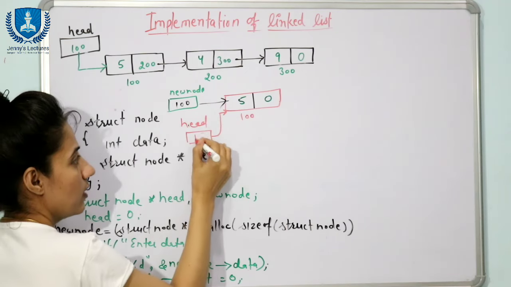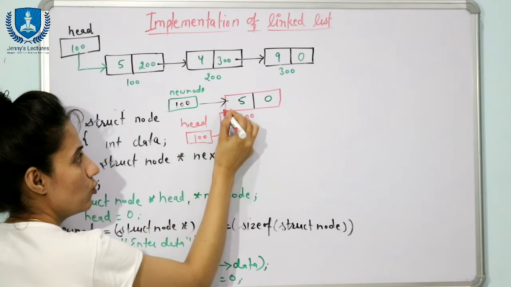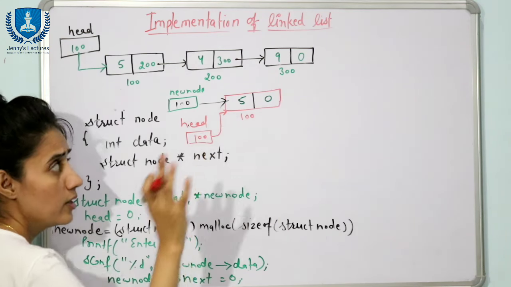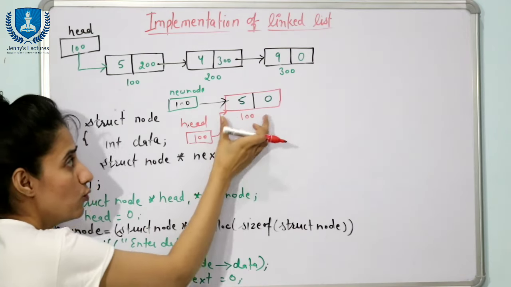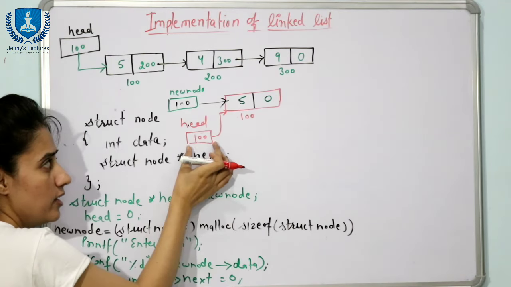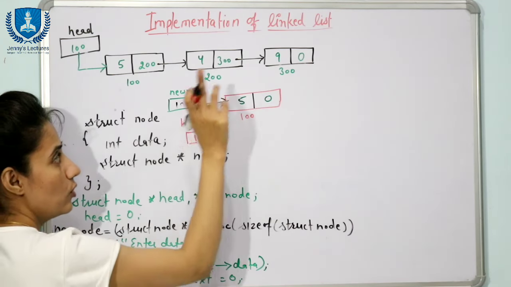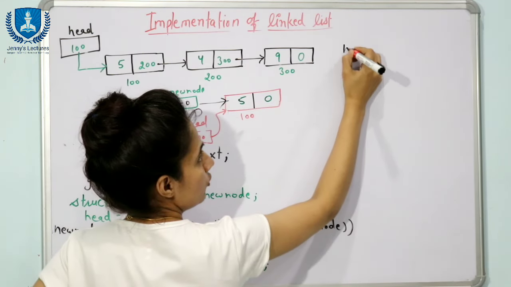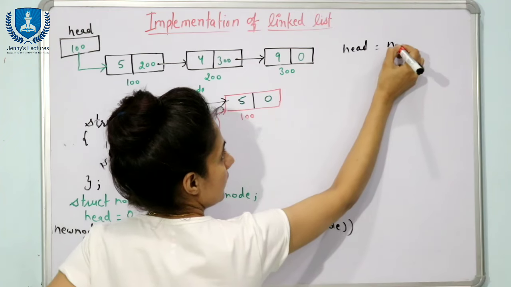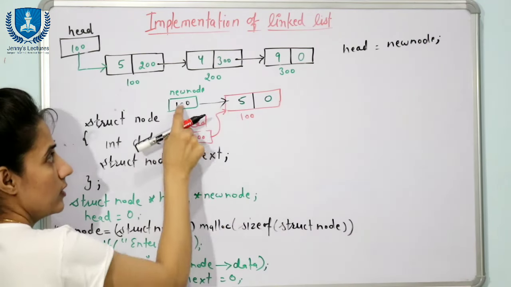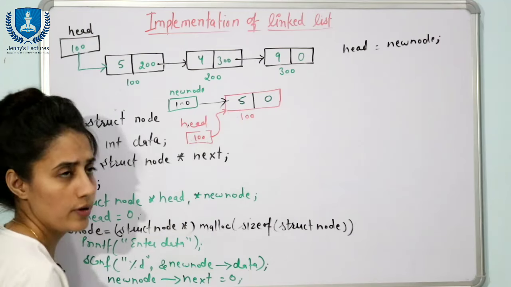So now 100 is there and head is also going to point here. New node is also here and head is also here. So now the list has only one node, that is this one, and head contains the address of this. So how can we write this? Head is equal to new node. So simply here you can write head is equal to new node. This 100 would be stored here and this is going to point here now.